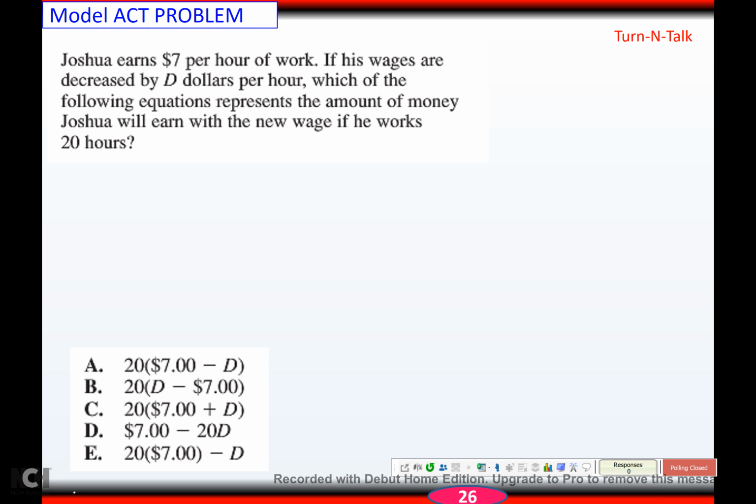Alrighty. Try this one, hit pause, come back when you're ready.